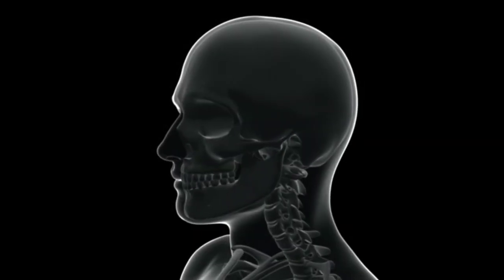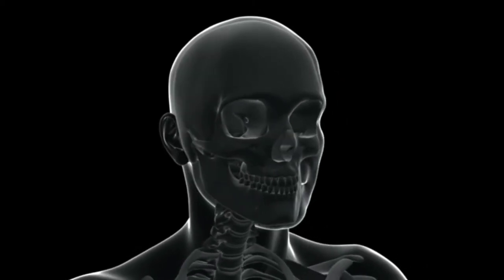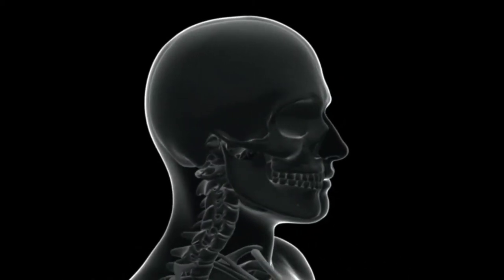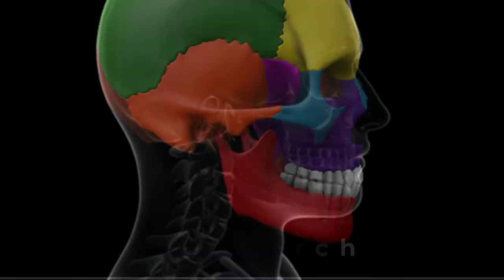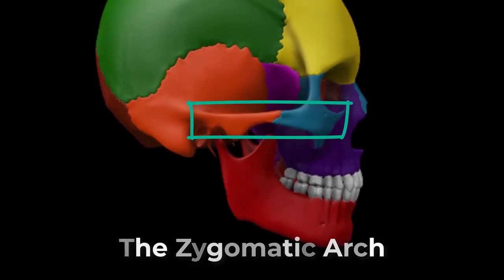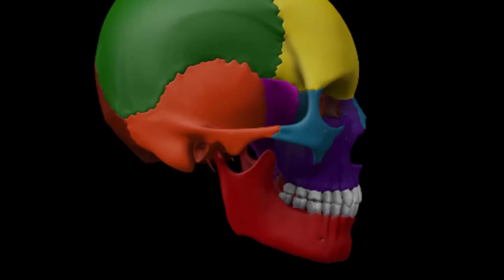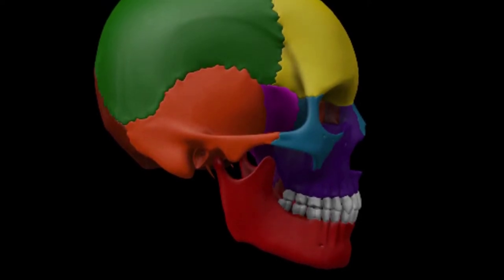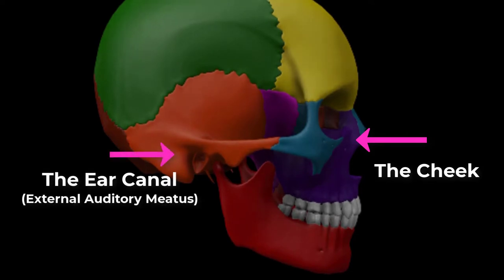The view of the lateral skull is dominated by the large, rounded brain case above and the upper and lower jaws with their respective teeth below. Separating these areas is a bridge of bone called the zygomatic arch. The zygomatic arch is the bony arch located on each side of the skull that spans from the area of the cheek to just above the ear canal.